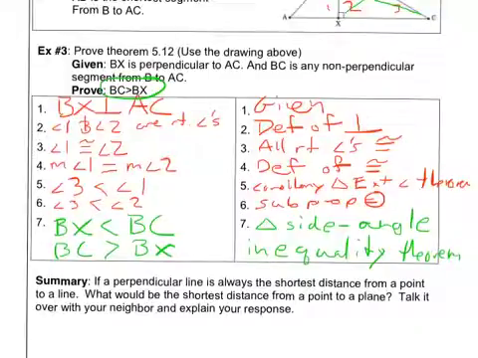Alright, lastly, summary. If a perpendicular line is always the shortest distance from a point to a line, what would be the shortest distance from a point to a plane? I said talk it over with your neighbor and explain your response, but think about that. See if you can figure it out. It's a good little thought question. Try and picture that in your head. Okay, and that's it for this video.